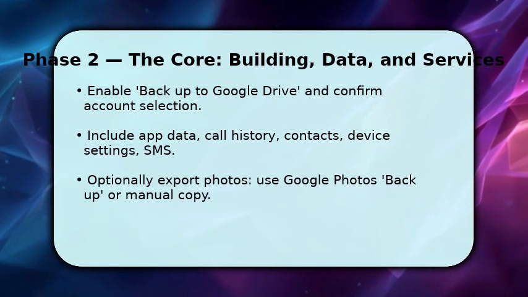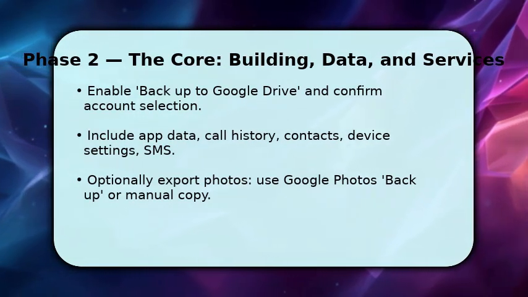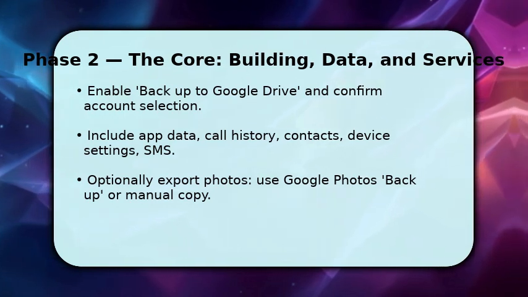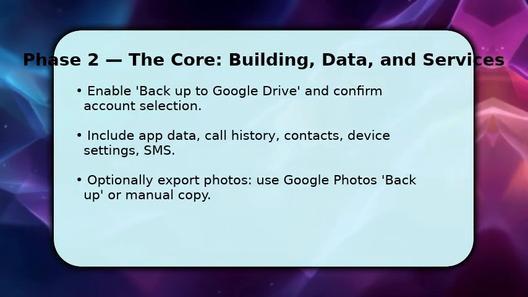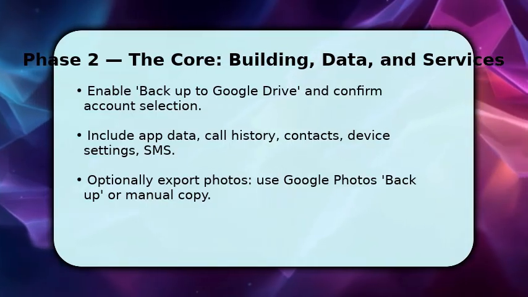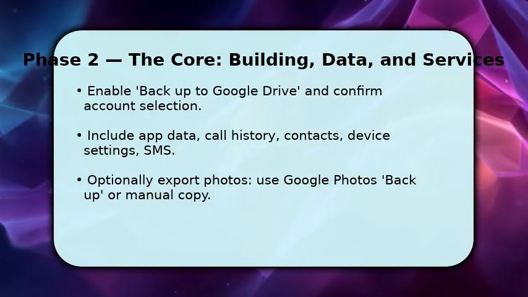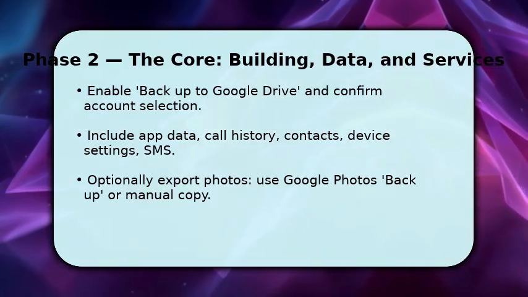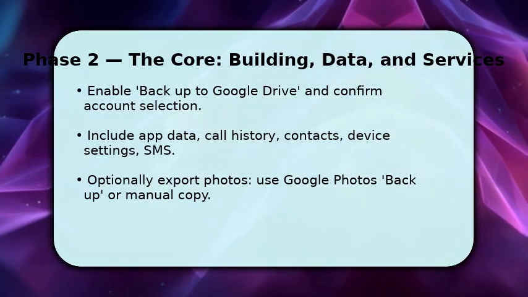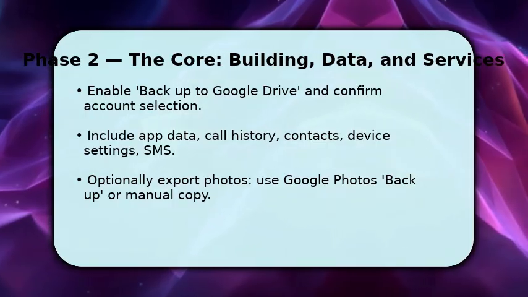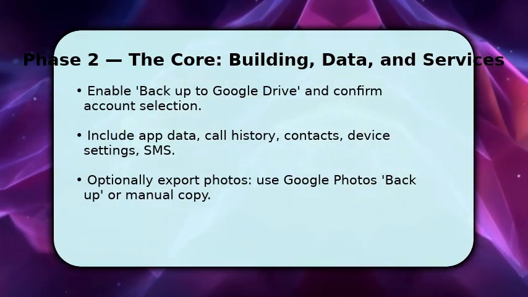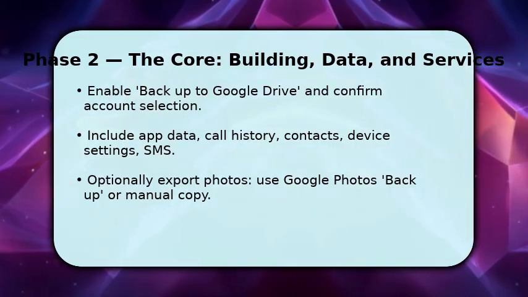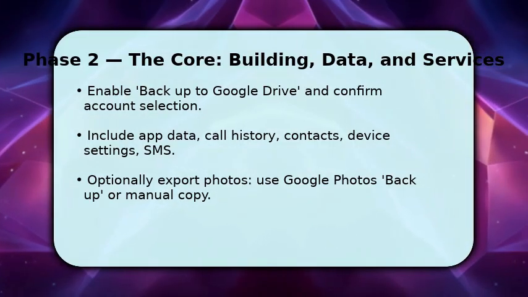Now you configure what to save. Toggle on Backup to Google Drive and confirm the correct account because that determines where your data goes. Select which data types to include: app data, call history, contacts, device settings, and SMS, since each saves differently. For photos and videos, use Google Photos Backup or manually copy DCIM to external storage if you want a local copy. Once selections are in place, tap Backup Now and watch the progress to ensure no failures.